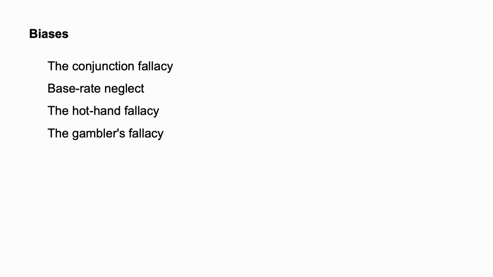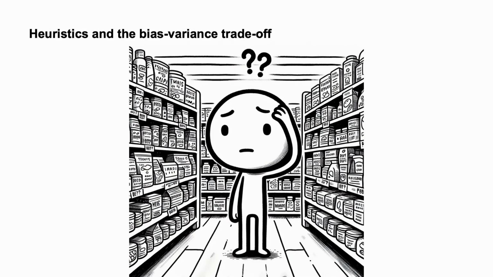We'll explore the conjunction fallacy, judging combinations of events as more likely than individual events, and base rate neglect, failing to consider background probabilities. We'll also consider two famous biases that we encounter in the world of sports and gambling, the hot hand fallacy and the gambler's fallacy. We will then look at how heuristics can actually serve as effective decision-making tools, rather than just sources of error. Through the lens of the bias-variance trade-off, we'll see how simpler heuristic approaches can sometimes outperform more complex strategies.